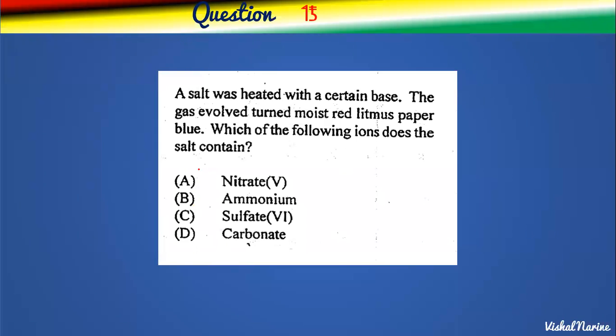Question 15 tells us here that a salt was heated with a certain base. The gas evolved turned moist red litmus paper blue. So this is telling us that this is a basic gas. All right, so we have an alkaline gas. Which of the following ions does this salt contain? Now, the only common alkaline gas that you should know about is ammonia gas. So therefore, the ammonia is basically coming from an ammonium salt heated with the base. All right, so the answer there is B.